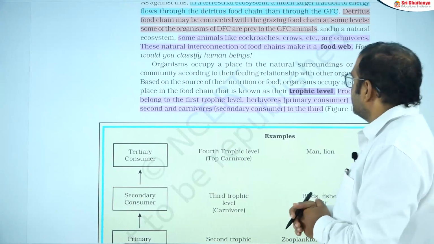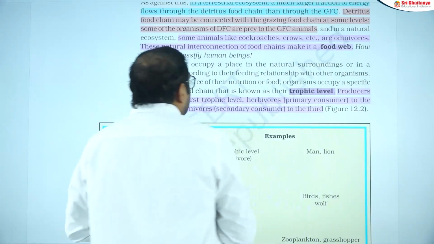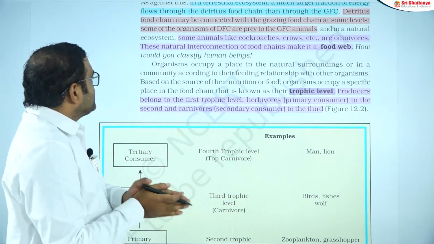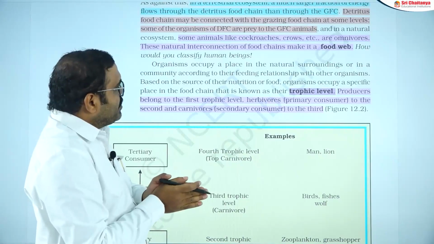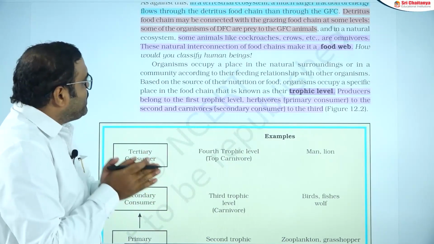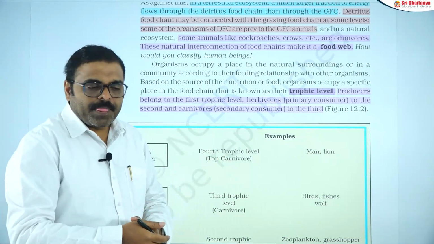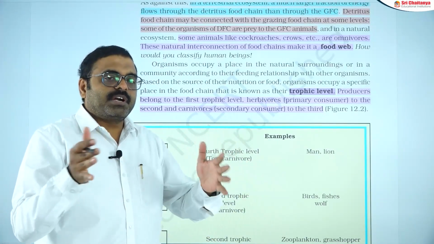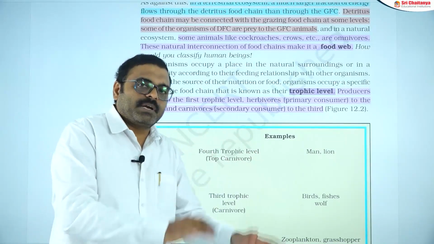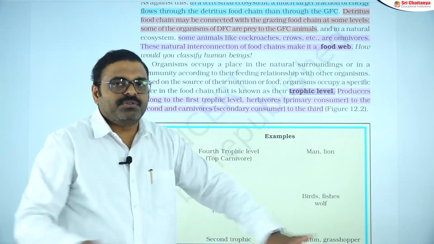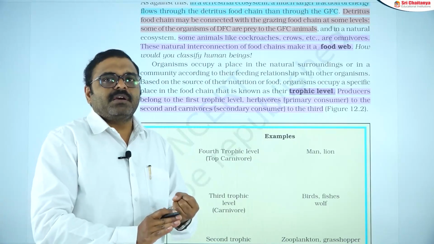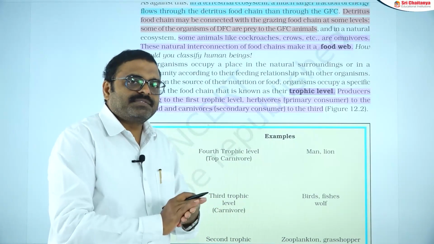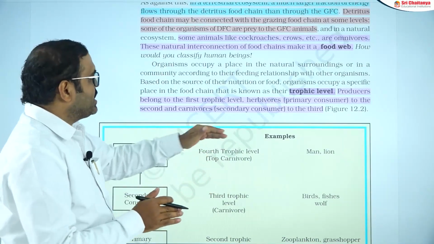Here, the trophic level is a very important term. Organisms occupy a place in a community according to their feeding relationship with other organisms, based on their nutrition and food. The organisms occupy a specific place known as a trophic level. One trophic level means producers, all the organisms which convert solar energy into organic matter, the plant matter, known as producers. Whether phytoplankton in a lake, green plants or floating plants, all together can be considered as one trophic level, the producers.